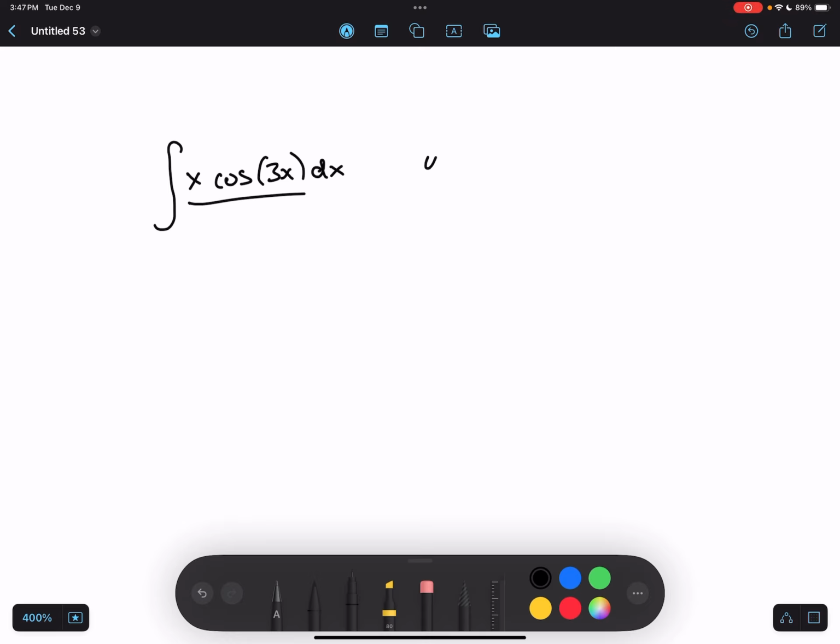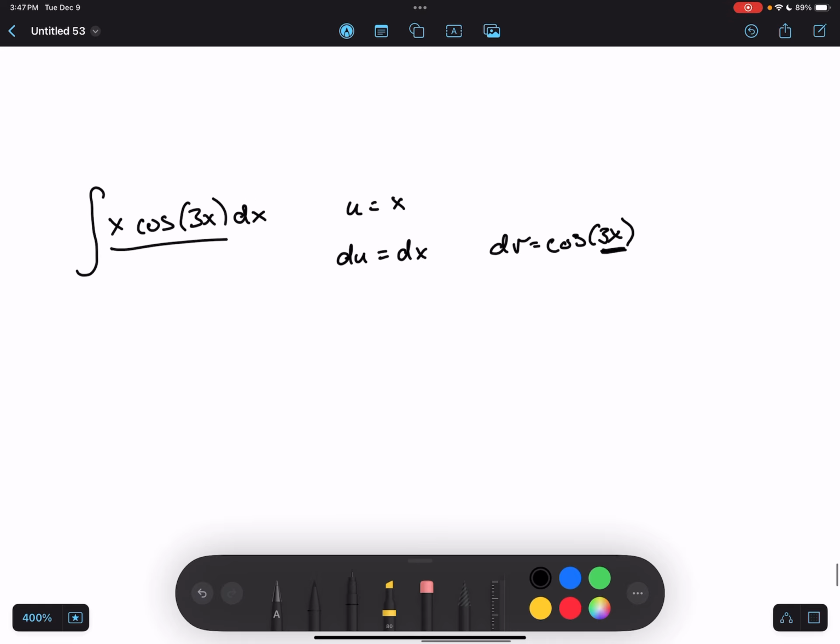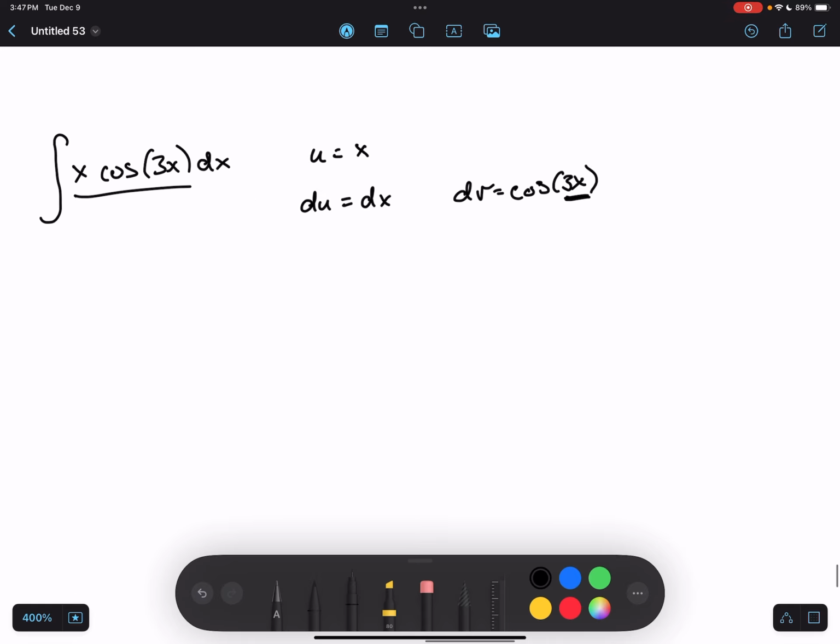So what we'll do is let u equal x, and then the derivative of u equals the derivative of x. Then we have dv, which in this case is cosine 3x, and we'll have to make sure that we manage the chain rule here since we have a 3 there and it's not just cosine x. So the integral of cosine 3x is sine 3x over 3.